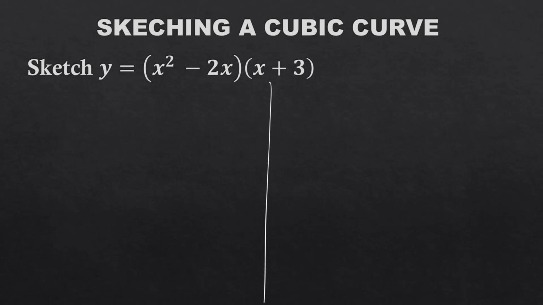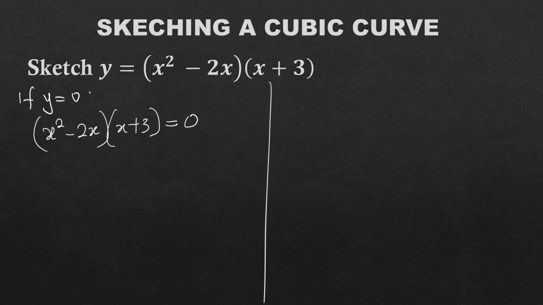So in this case, I'm going to say if y is 0, what happens? The equation turns to be x squared minus 2x, then x plus 3, everything equal to 0. We call it zeros of y or zeros of polynomial. Now in this case, if two expressions are multiplying themselves and the answer is 0, either one of them will be equal to 0. So I'm going to say x squared minus 2x is equal to 0 or x plus 3 equal to 0.